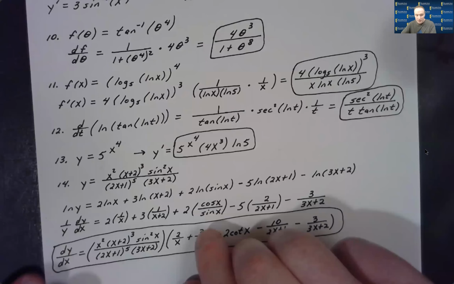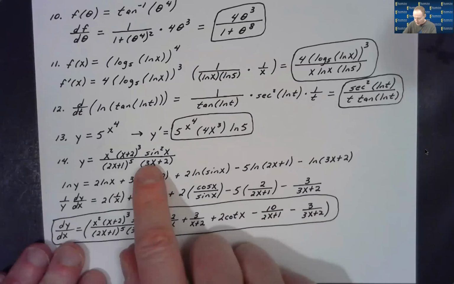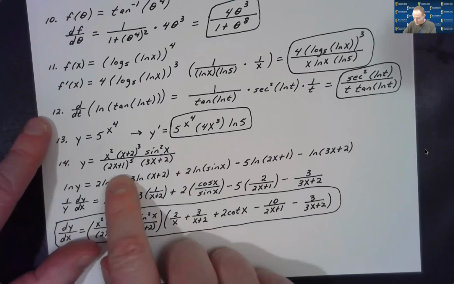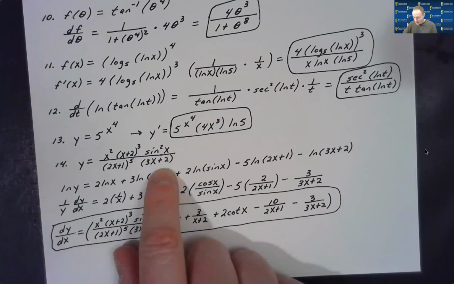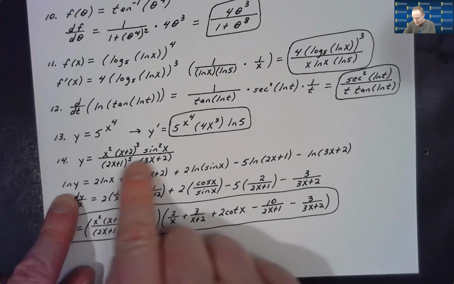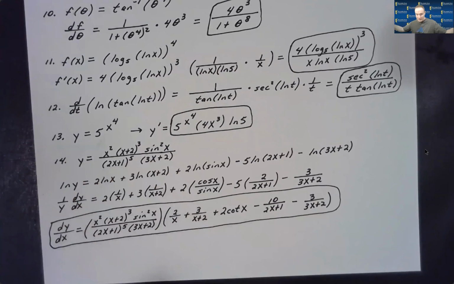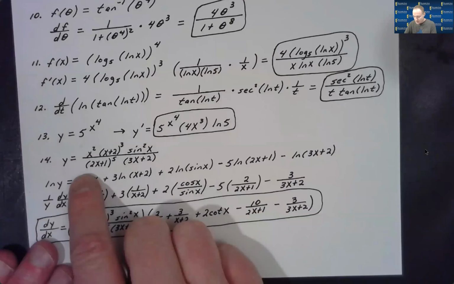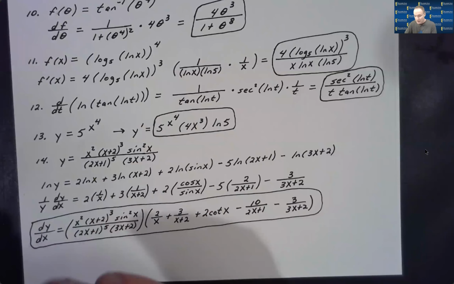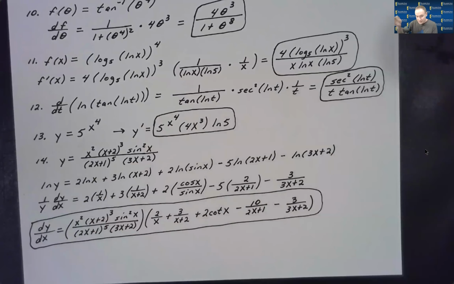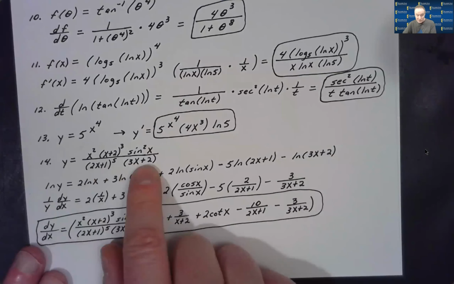So looking at 14 here, we have y set equal to this quotient: x squared, x plus 2 to the 3rd, times sine squared x, over 2x plus 1 to the 5th, times 3x plus 2. The nice thing about taking the natural log of both sides is that we can do logarithmic expansion. Any term that is multiplied becomes a separate logarithm, and you add them together. Any power on a term comes out as a coefficient on that logarithm. Any term that is being divided, you separate by subtracting.